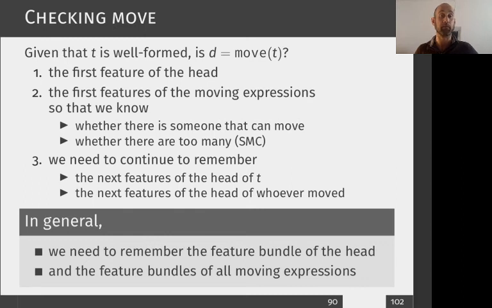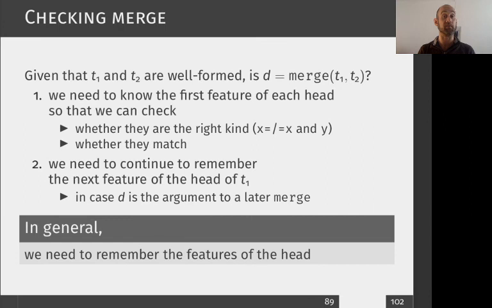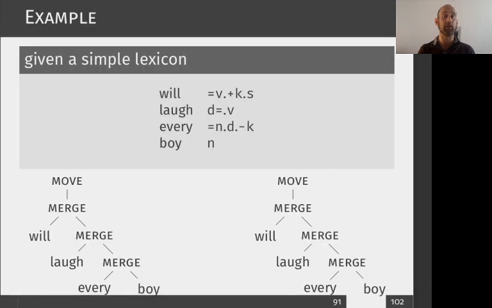Okay. And you need to continue to remember the next features of the head and the next features of the head of whoever moved, in addition to the other moving features. So in general, you need to remember the feature bundle of the head and the feature bundles of all moving expressions. If you have that information, then you can check to see if move is well formed, you can check to see if merge is well formed, and you can check to see if the lexical items are well formed. Okay? Let's see how this works.